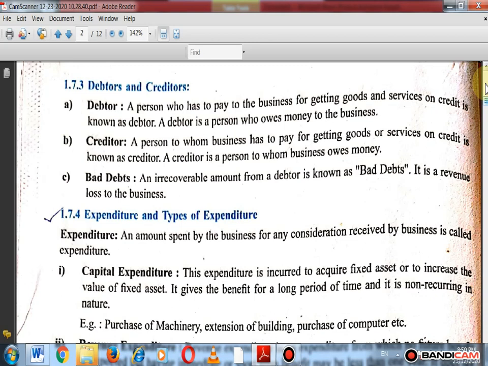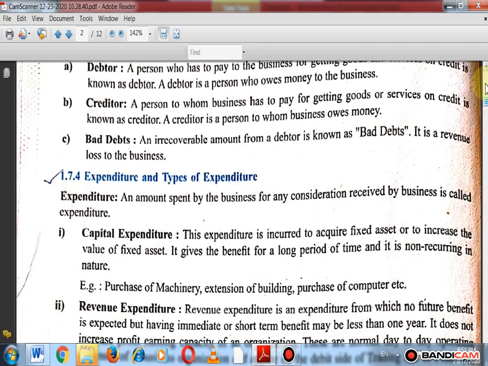Similarly, a creditor means a person whom the business has to pay for getting goods and services on credit. A creditor is a person to whom the business owes money. And third, bad debts. An irrecoverable amount from a debtor is known as bad debt. It is a revenue loss to the business. It means the amount is not recovered from debtors, so this irrecoverable amount is called bad debts.